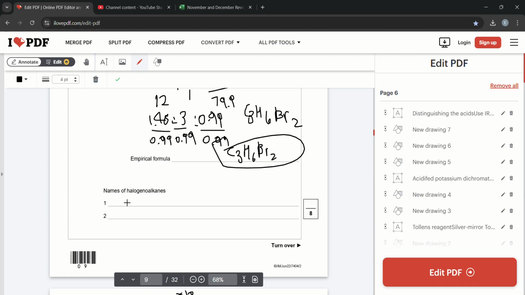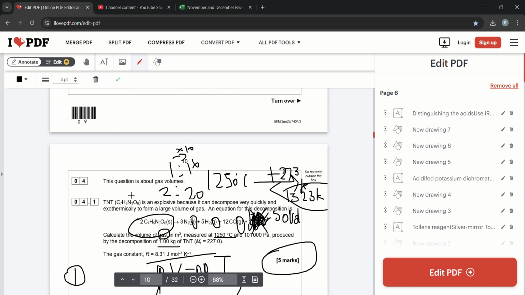We can have 1,1-dibromopropane, C3H6Br2, or we can have 1,2-dibromopropane. And that's the end of question 3.